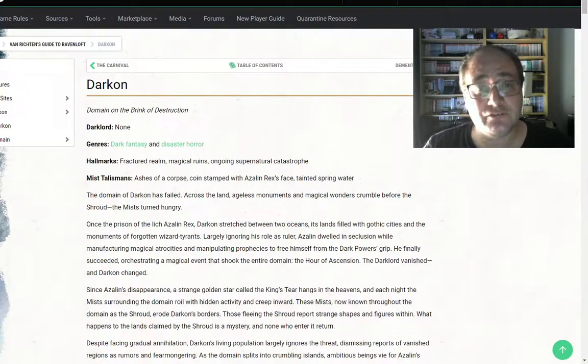I'm actually very tempted to do exactly that and run a Darkon campaign from level 1 to maybe level 12, level 15. Because with Azalin gone, there is no Dark Lord. And because there's no Dark Lord, the domain is being slowly destroyed by the mists. It's slowly being reclaimed by these mysterious mists.